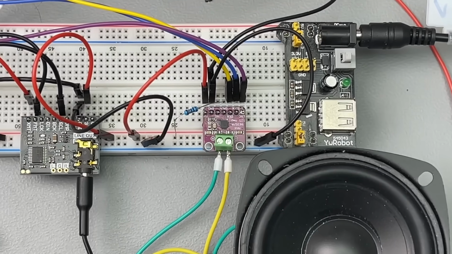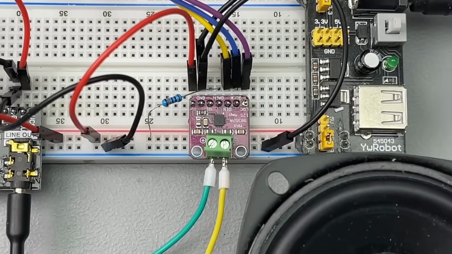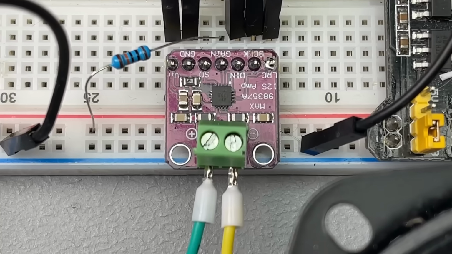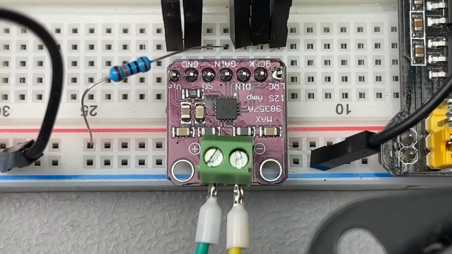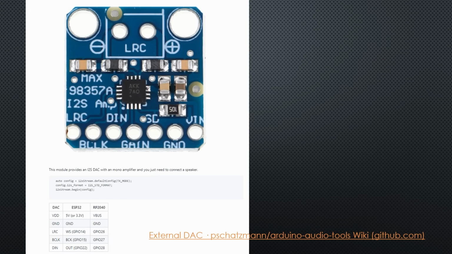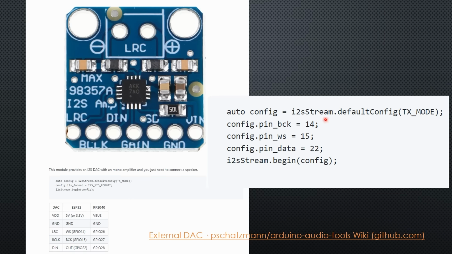A better solution is this MAX98357A amplifier with I2S input. It needs 3 signal lines as described before. The default config is described here, pins 14, 15 and 22. We could change these pins in the configuration if we want. This chip does not need a master clock.